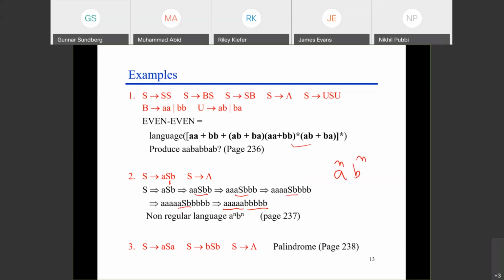So it means your context-free grammar has a big scope. It can be used to represent regular languages and non-regular languages, both. Okay, so your context-free grammar has a big scope. You can use that to define your regular and non-regular languages. So this is the grammar for non-regular languages.